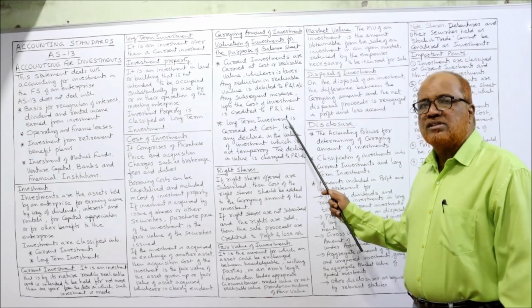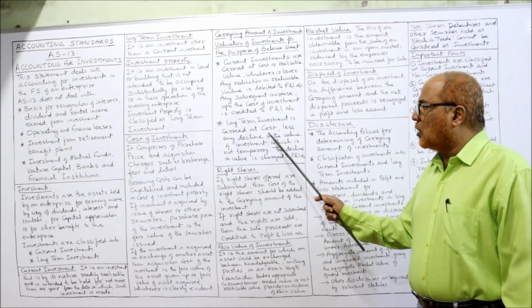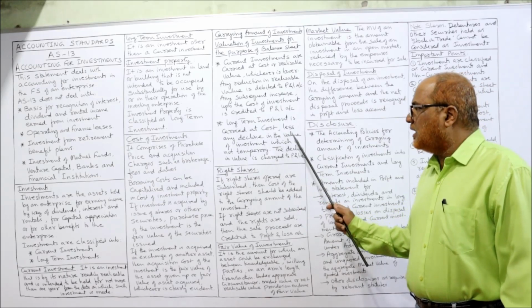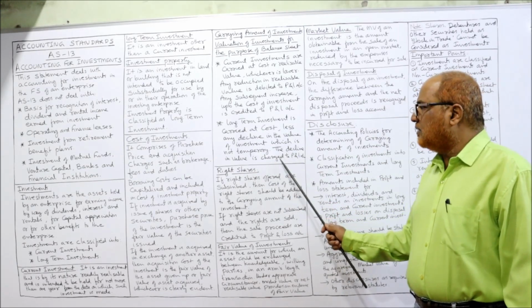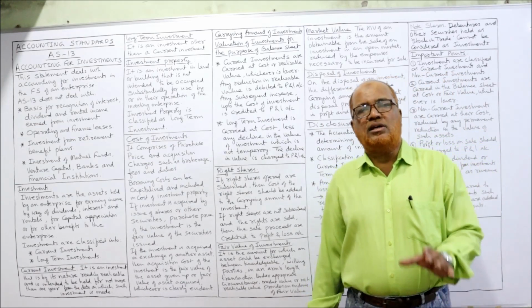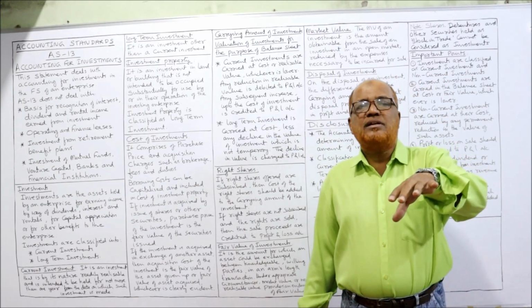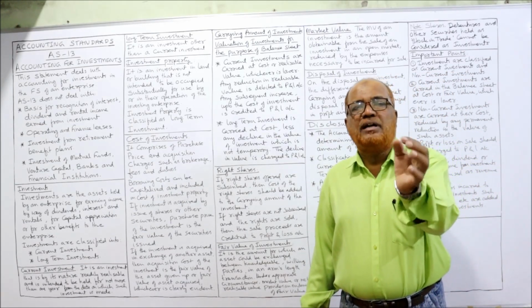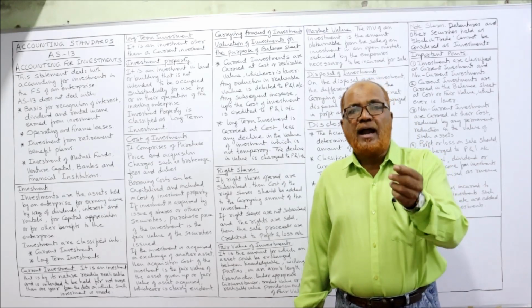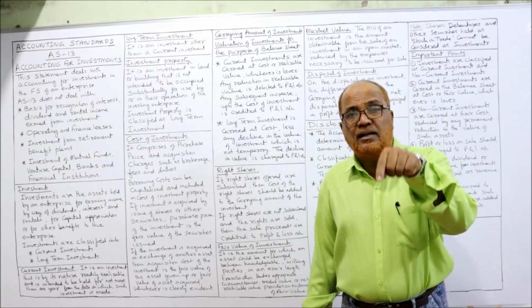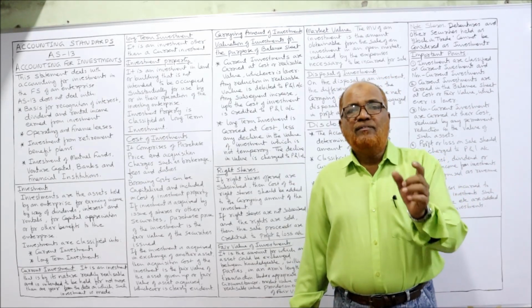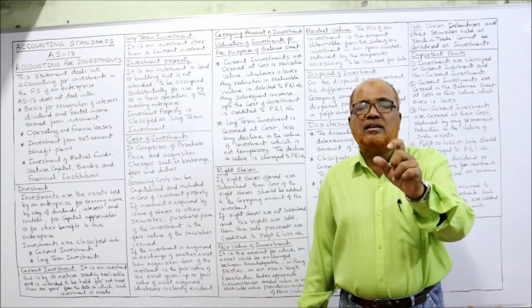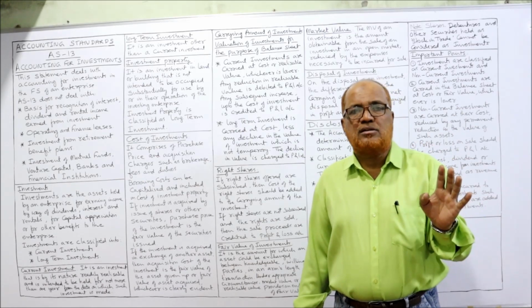Then long-term investment carried at cost, less any decline in the value of investment which is not temporary. The decline in value is charged to P&L account. See here, for long-term investment, the value of the investment should be taken at cost. And if there is any permanent decline in the value of investment, then only it should be considered. If it is only temporary decline in the value of investment, should not be considered.